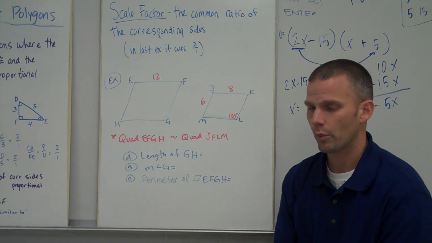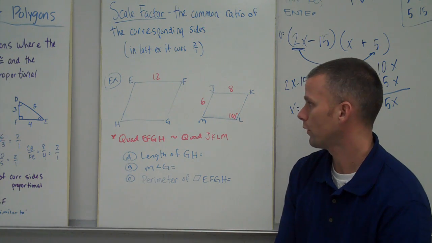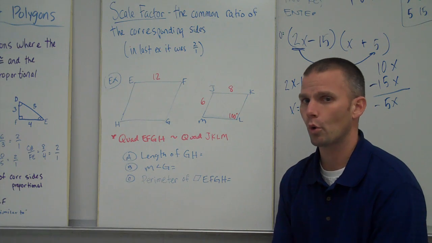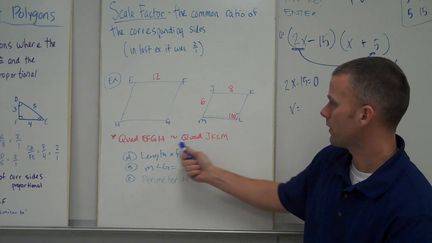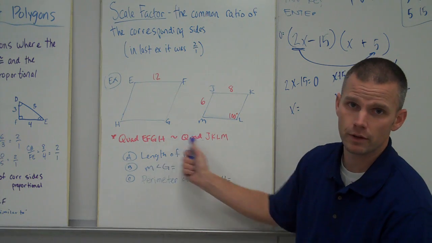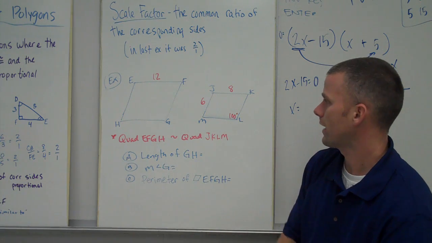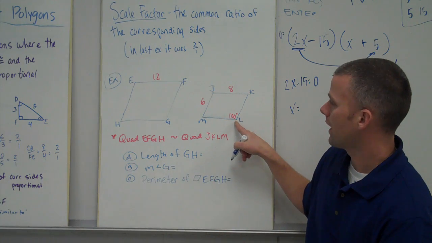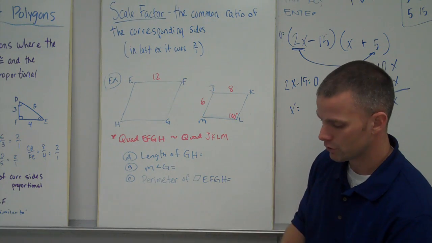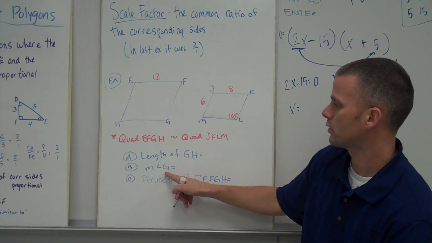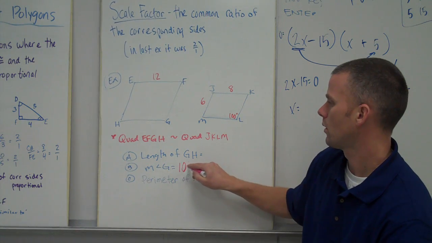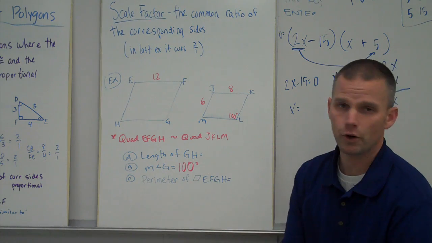Since we know they're similar, we know that certain things are going to be true. We know that the corresponding angles are going to be congruent. So angle L, we can see matches up with angle G because they're in the same spot within our statement. So if that's the case, then we know that if angle L is 100 degrees, that angle G also has to be 100 degrees. So right here where it says what's the measure of angle G, we know that's 100 degrees.